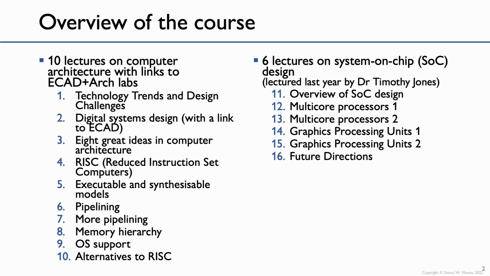We'll then explore memory hierarchy, so things like caching, and then look at what hardware we need to support operating systems. And then in lecture 10 we'll explore alternatives to RISC, so CISC and so on, so that you get a more general view. RISC isn't the only thing out there. Then in the last 6 lectures we'll explore system-on-chip design, giving a general overview of how system-on-chips are put together, and then look at multi-core processors over 2 lectures. We'll then look at graphics processing units in 2 lectures, and finally finish with future directions.